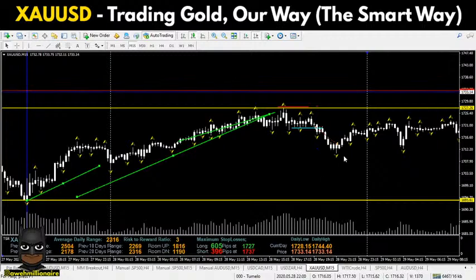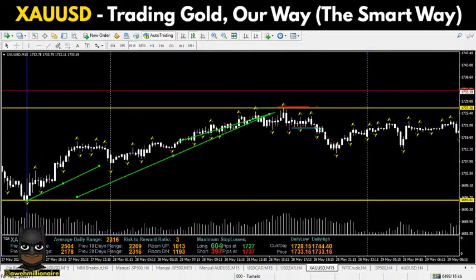The smart way. This is a strategy that you need to be applying if you want to collect easy pips in the market. If you don't want to collect easy pips in the market, you can use all these other fancy indicators that you see, and then good luck with your trading. If you want high probability setups, then you trade like a smart trader and you follow the smart money.